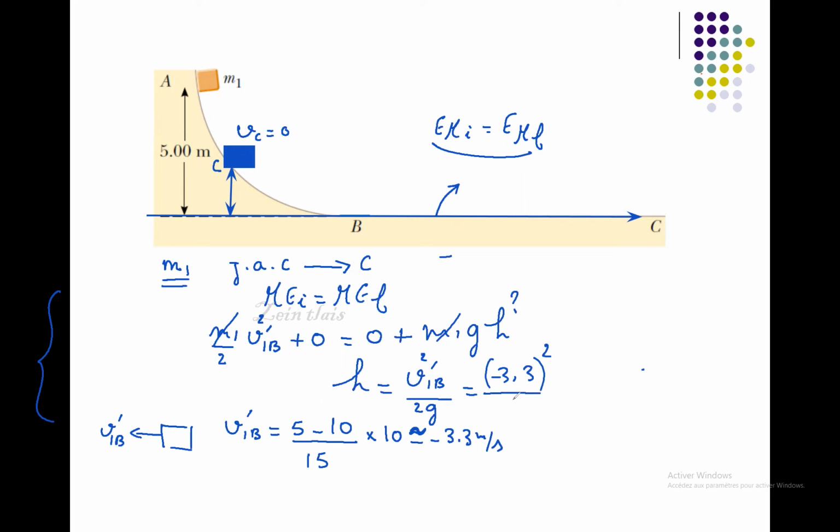equals 3.3 square divided by 2 times, okay, we can say 9.8, because this value is 9.8. We get the final answer. It will be 0.556 meter. This is the value of h. Okay, thank you.